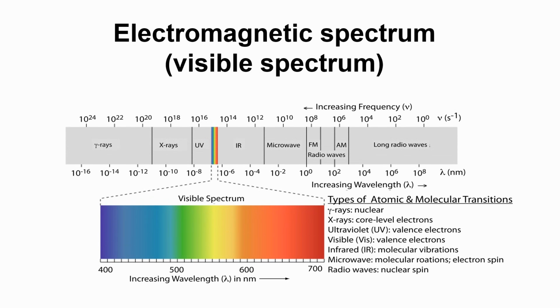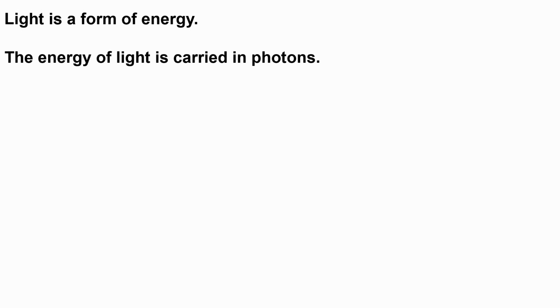Electromagnetic spectrum. The visible spectrum. Light is a form of energy. The energy of light is carried in photons.